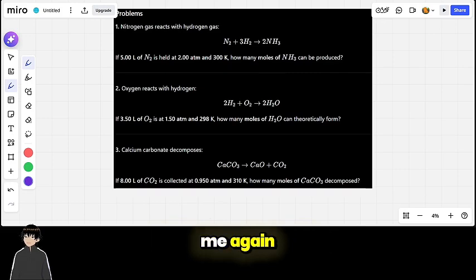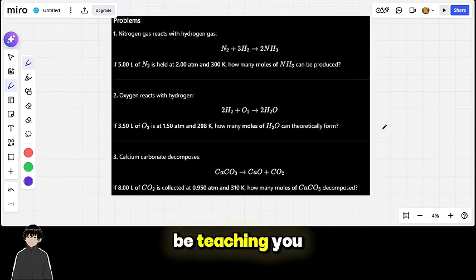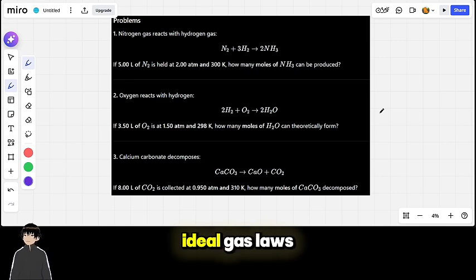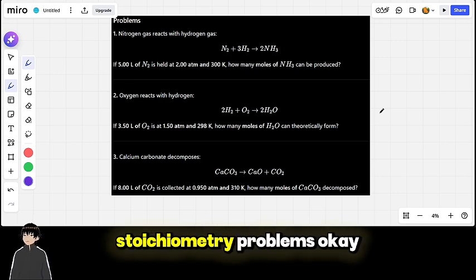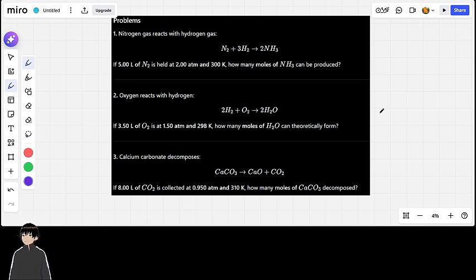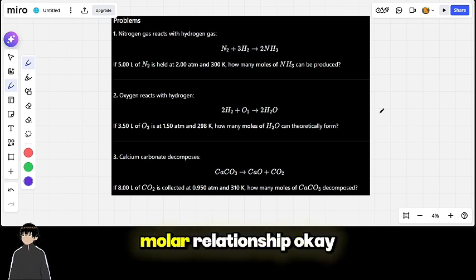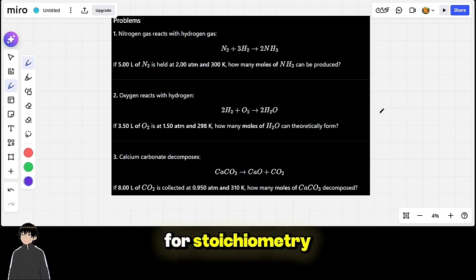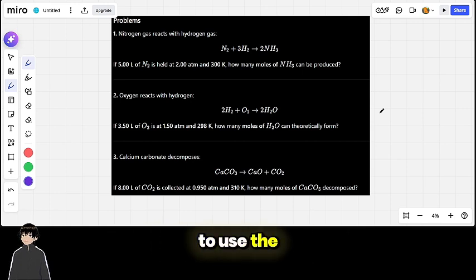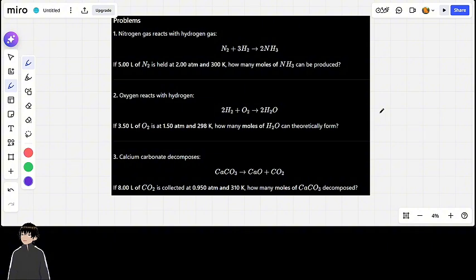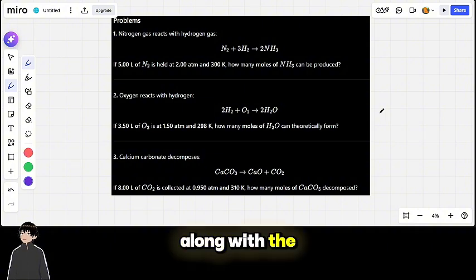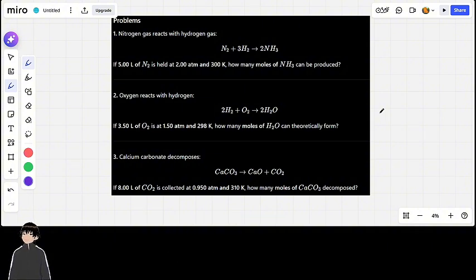Hello everybody, it's me again, Rich Andre, and today I'm going to be teaching you how to solve ideal gas law stoichiometry problems. This is going to be encompassing the mole-to-mole relationship for stoichiometry, and we're going to use the ideal gas law formula along with the mole-to-mole relationship formulas in order to solve these problems.